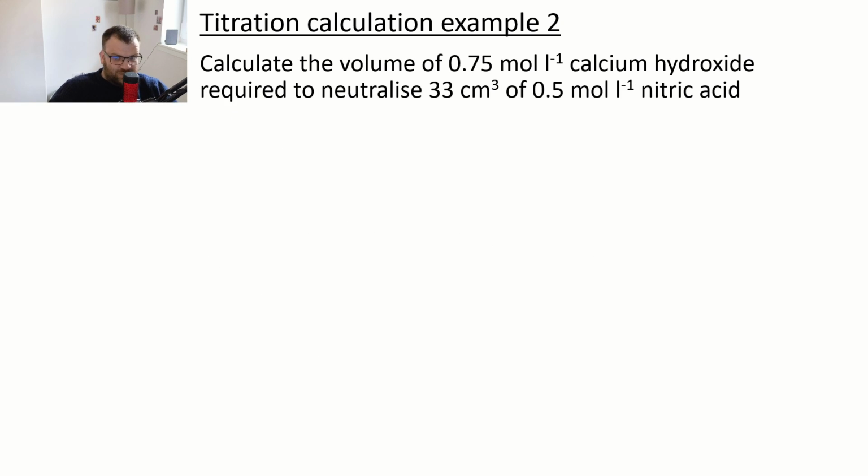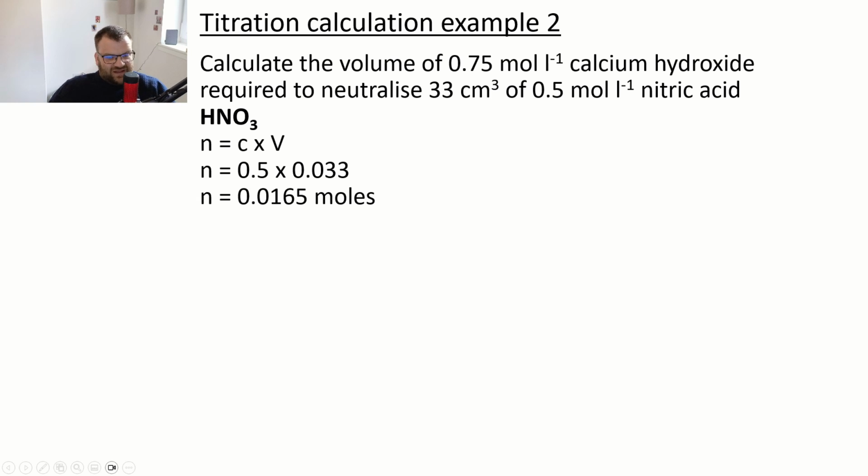In this next example, what I've done is I've made the numbers a little bit more difficult, and we'll see the ratio as well in a second. We're going to start with the nitric acid because we're told more information about it. We're going to do n = c × v, 0.5 moles per litre, and 33 centimeters cubed needs divided by 1,000 to give 0.033. Multiplying them together gives us 0.0165 moles. This stage here, I try and keep as many digits as we can, so it's just 3 significant figures, so I'm just going to put them all in.